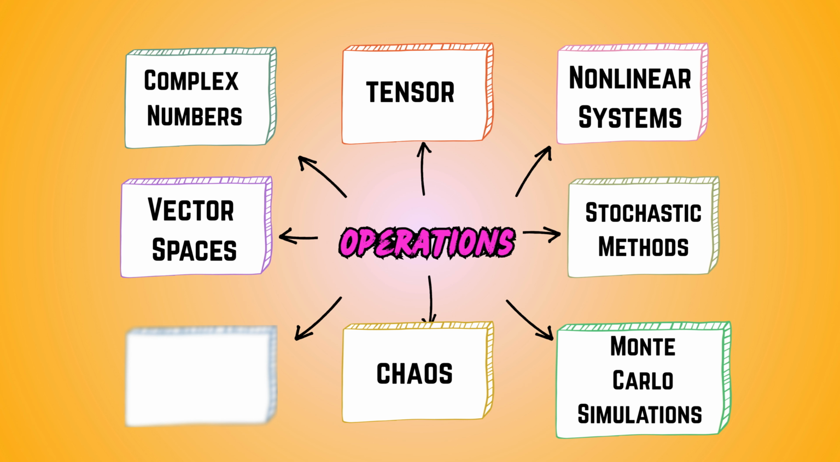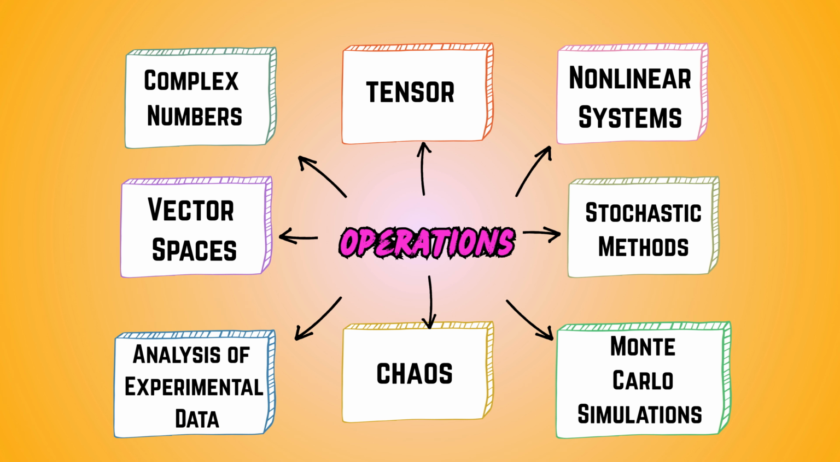And finally, the analysis of experimental data. No scientific computing is complete without analyzing real-world data. So in this segment, we will understand how to analyze any experiment. So as a whole, we learn not only how to perform these operations in Python, but also why they matter in science and engineering. Together, they give us the ability to model, analyze, and predict complex real-world systems.